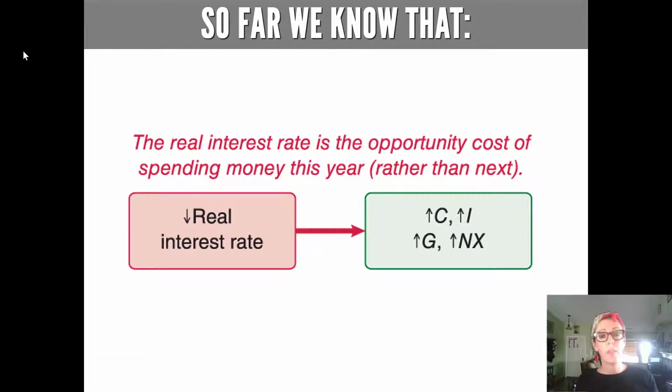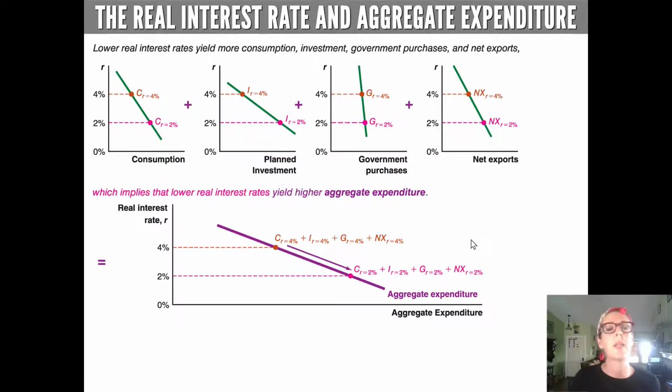So far we know that a drop in the real interest rate, or interest rate adjusted for inflation, increases consumption, investment, government spending, and net exports. So let's think about this. If we want to start visualizing it, the graphs, picture is worth 1,000 words, can help us here. So our little r is real interest rate, or price, basically, and on the horizontal axis, rather, consumption, or planned investment, or government purchases, or net exports, some measure of spending. So remember, those four types of spending together equal aggregate expenditure.